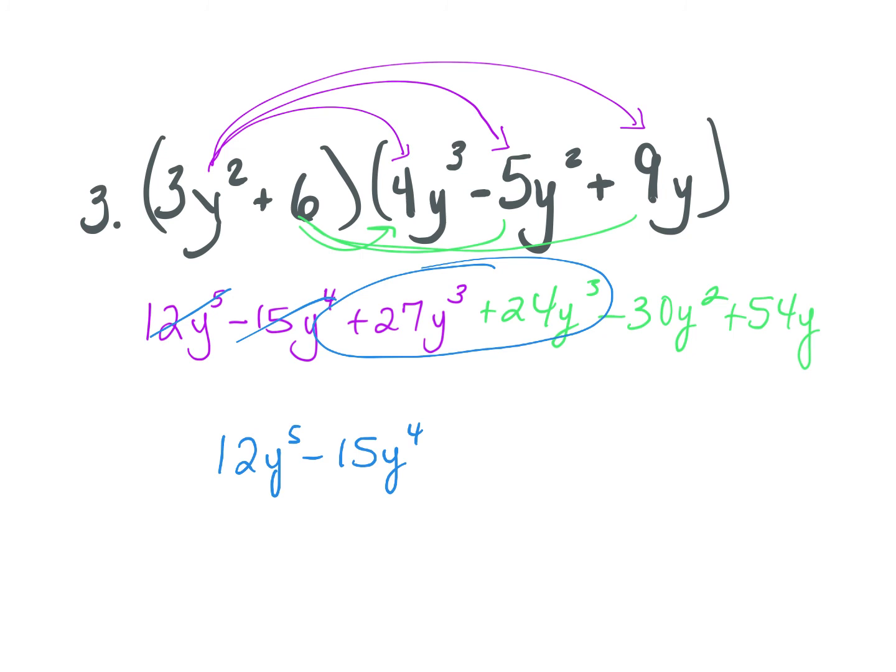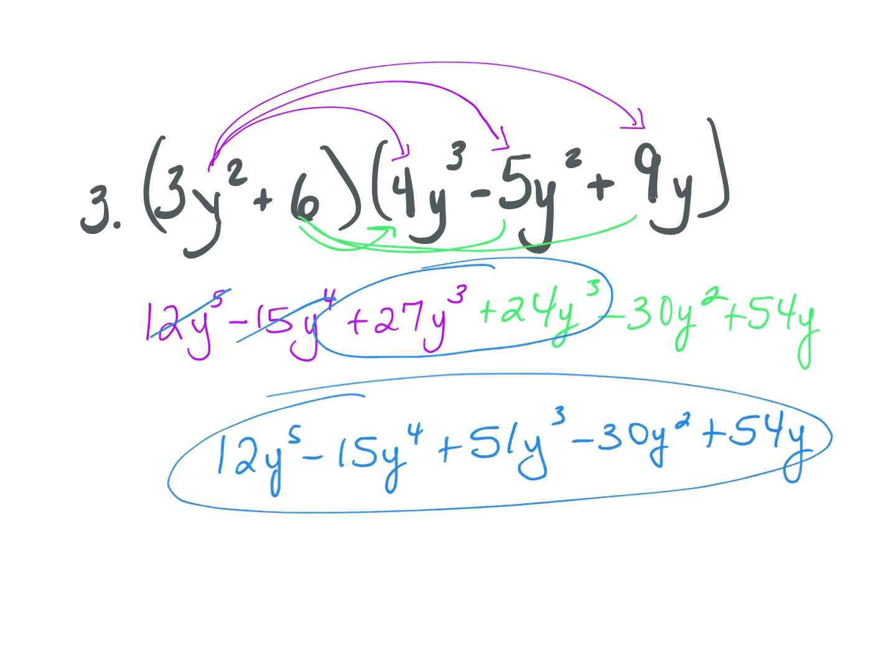What does that give me? 51 y to the third, right? Then what? Minus 30y squared plus 54y. Perfect. Now, guys, you'll have something like that on your quiz.